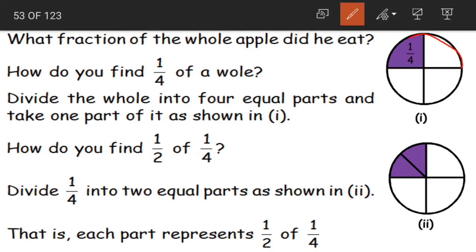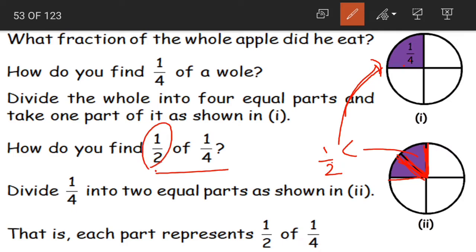See, consider this circle as our apple, children. It was divided into 4 parts and Anil had 1 by 4th of it. Now from this he ate only half. That means this part was divided again into 2 parts and he ate only 1 part. Now how will you find out this 1 by 2 of the total 1 by 4? He ate 1 by 2 of 1 by 4. He ate half of the 1 by 4th apple.